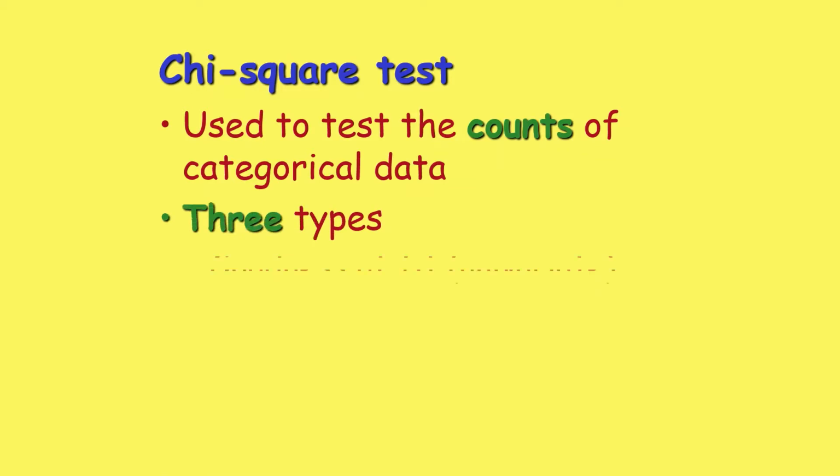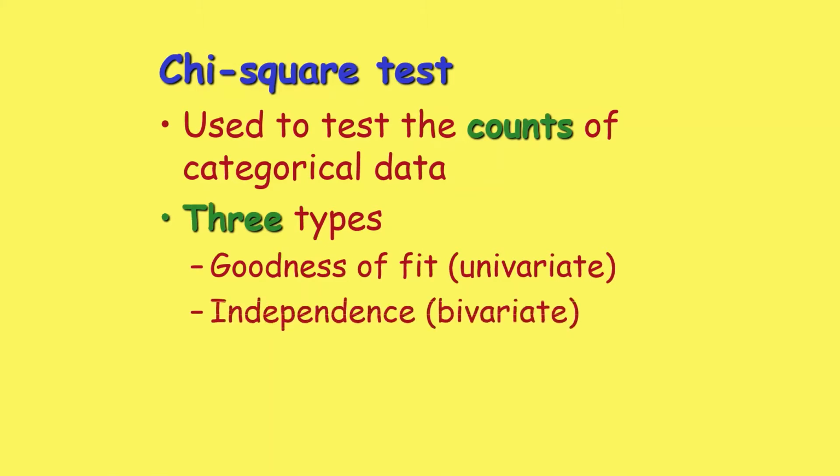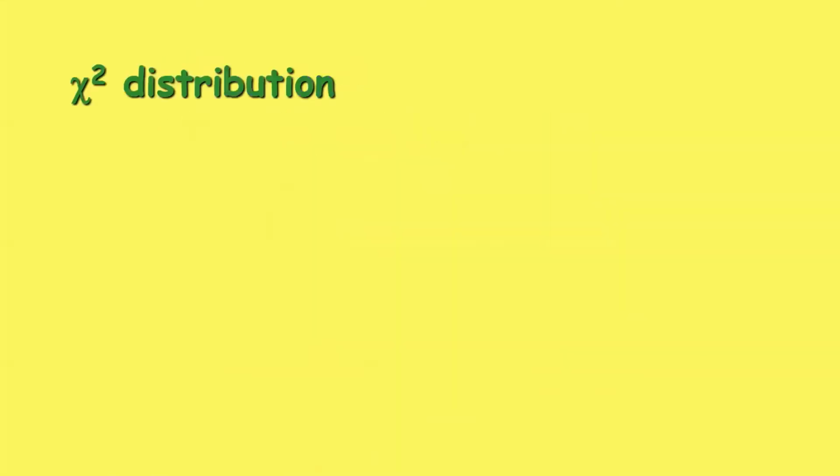And there are three types. There is the goodness of fit, which is for univariate. We have the test of independence, which is for bivariate, and the test of homogeneity, which is univariate with two samples. But we're going to focus on goodness of fit today.